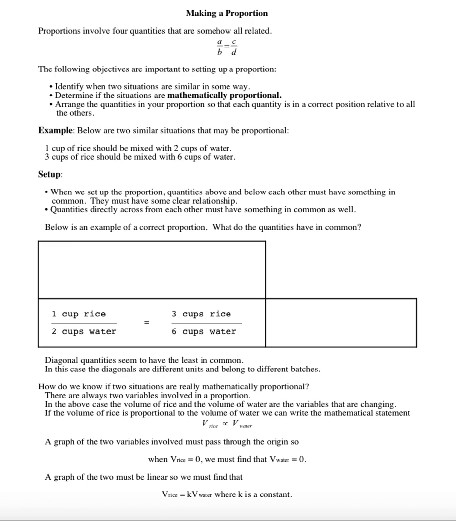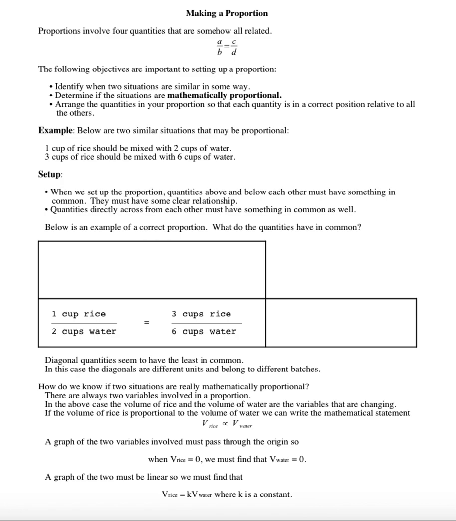We'll want to arrange the quantities in the proportion so that each is in a correct position relative to all the others. Below are two similar situations that may be proportional. For cooking, 1 cup of rice should be mixed with 2 cups of water, and 3 cups of rice should be mixed with 6 cups of water.